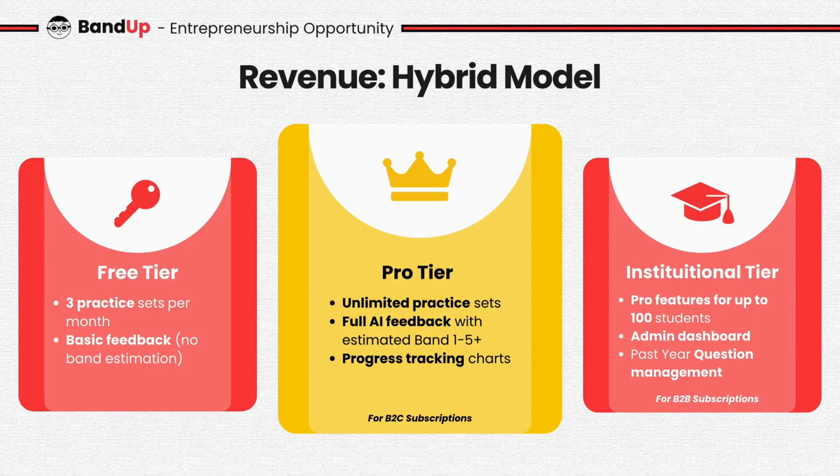This brings us to BandUp's revenue model. BandUp follows a hybrid model. The free tier offers 3 practice sets per month with basic feedback and no band estimation. The pro tier is for B2C subscriptions. It includes unlimited practice sets, full AI feedback with estimated band 1 to 5 plus, and progress tracking charts. The institutional tier is for B2B subscriptions. It includes all pro features for up to 100 students, an admin dashboard, and past year question management.